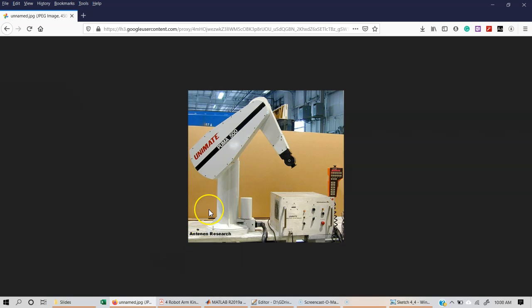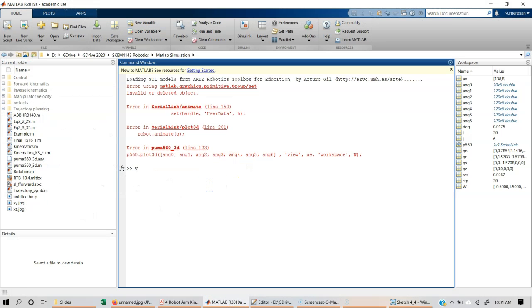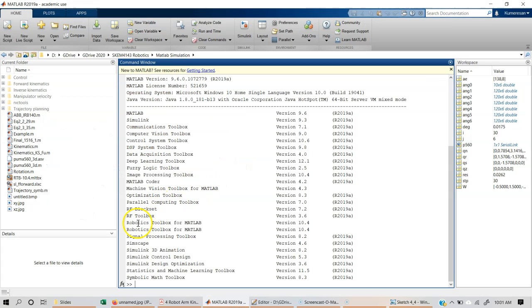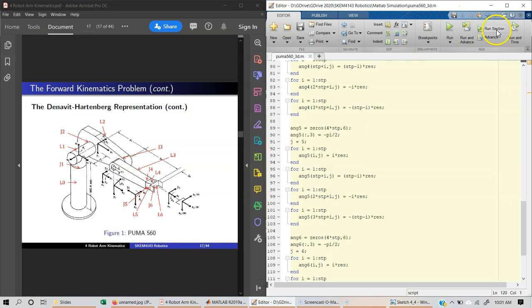Let's investigate the various joints and links of PUMA 560. If you have MATLAB and the Robotics Toolbox installed, we can actually simulate the PUMA 560 robot arm.